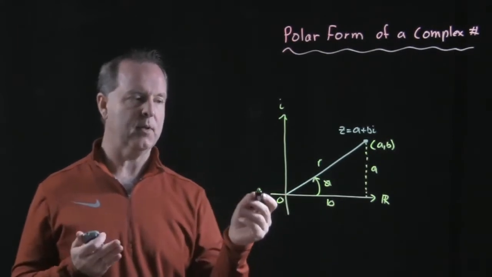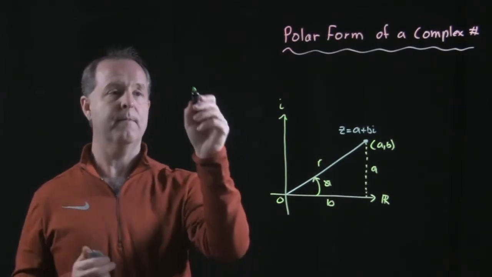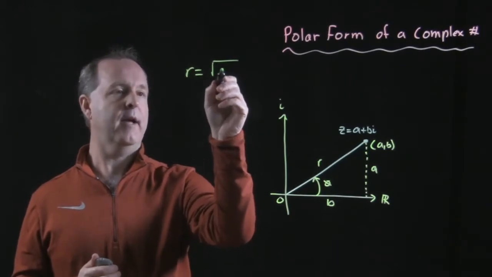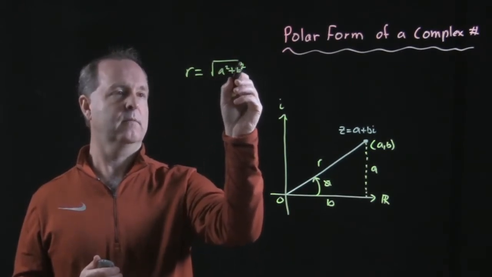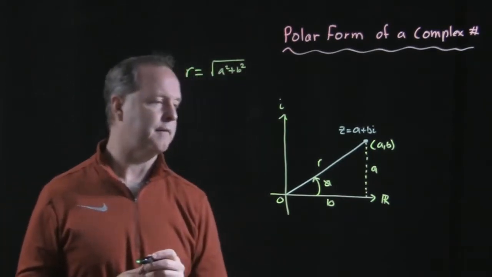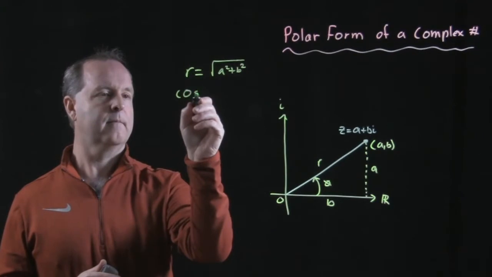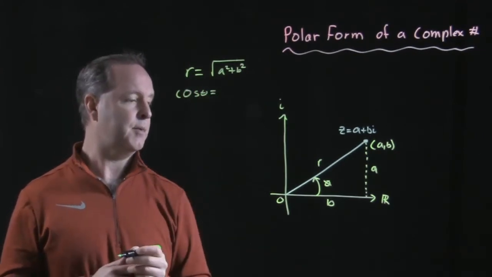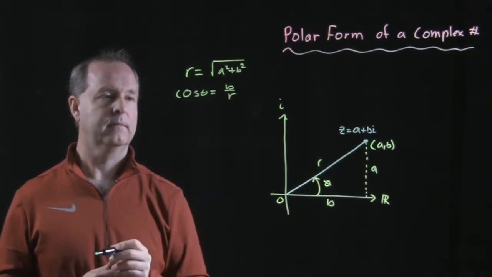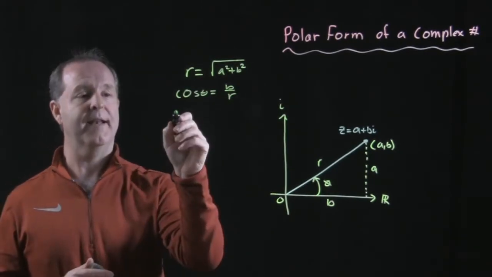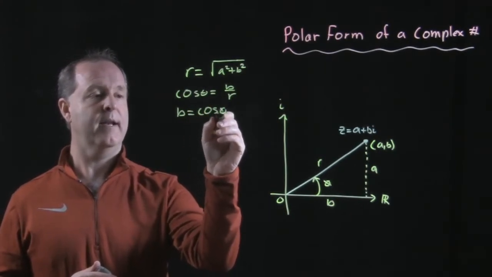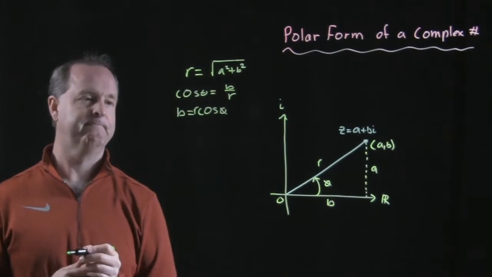And let's start to build some of the things we know. What do we know? We know that r equals the square root of a squared plus b squared. We know that the cosine of theta, in this particular case, if theta is right here, is b over r. And if we want to rewrite that, we can write that as b equals r times the cosine of theta. I should put the r right there in the front.